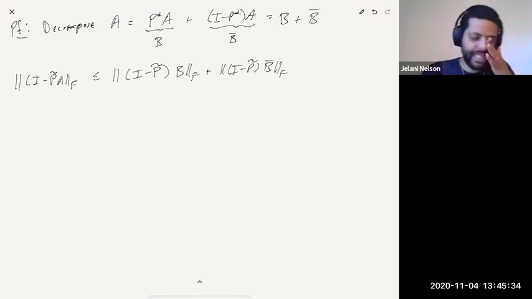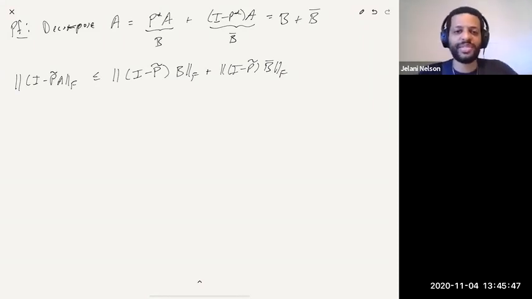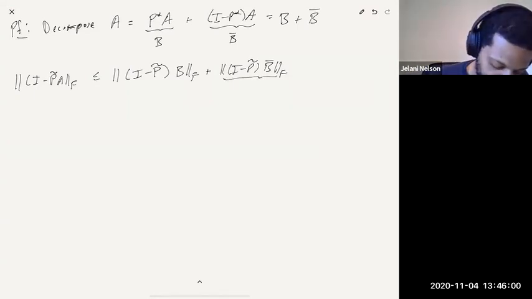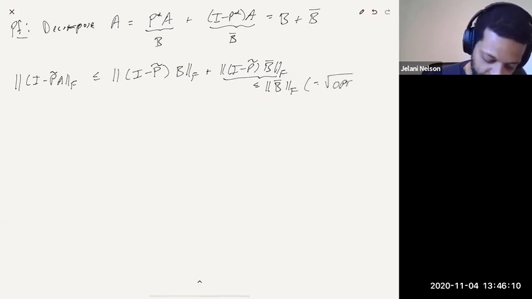And we already see that the second term is easy to handle, because I minus P tilde is itself a projection operator. It's a projection onto the orthogonal space. Projection operators do not increase Frobenius norms. They don't increase L2 norms, and the Frobenius norm squared is just the sum of L2 squareds of the columns. So all the columns have their norms not increased, if anything, potentially shrunk. So this thing here is already at most the norm of B bar, which, if you remember what B bar is, is just the square root of opt.